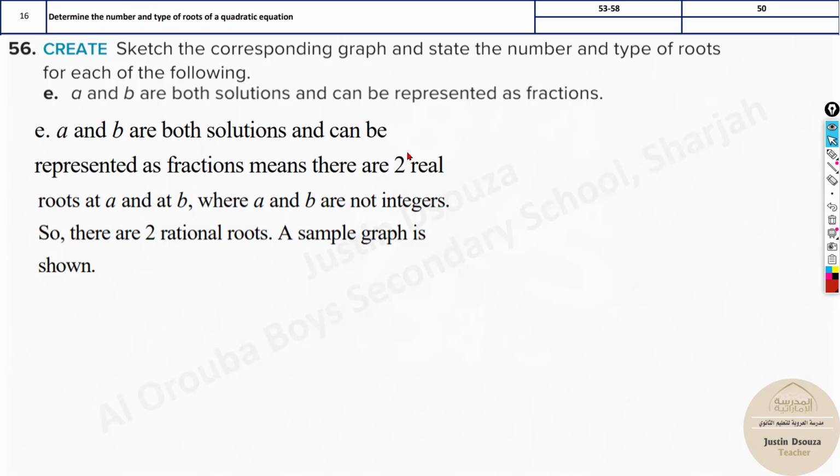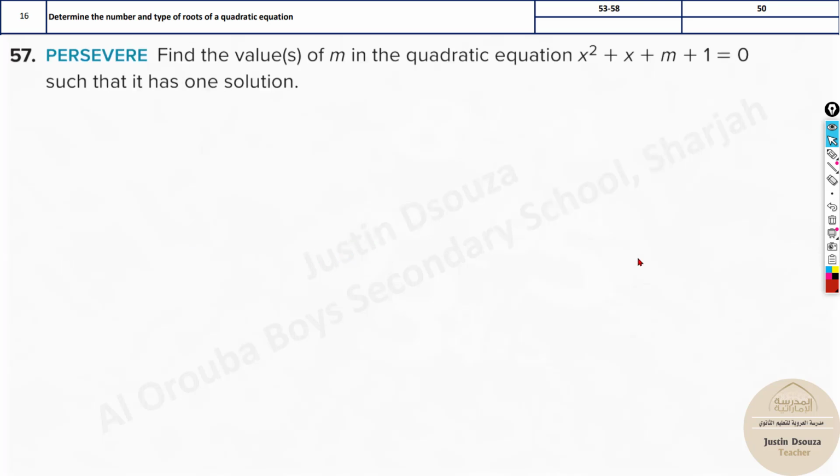Now, here there are instances. In such cases, you know what? The discriminant will always be a perfect square. But when it is not a perfect square, it will be irrational, like the pi value, 3.1415, which keeps on going. That's an irrational number. So that's the difference between that and two rational roots.